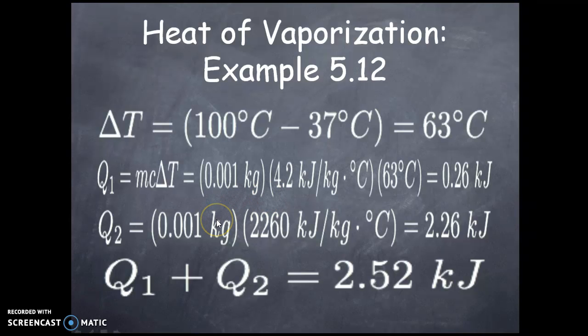Now for every 1 kilogram, we need 2260 kilojoules of energy to make it complete steam. But we have only 1 gram, so how much heat energy is needed? That is calculated as 0.001 times 2260, and then you get 2.26. So the total heat energy transferred to the skin is 0.26 plus 2.26, a total of 2.52 kilojoules.